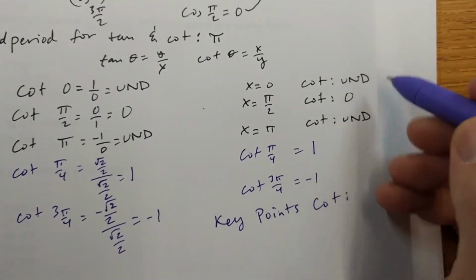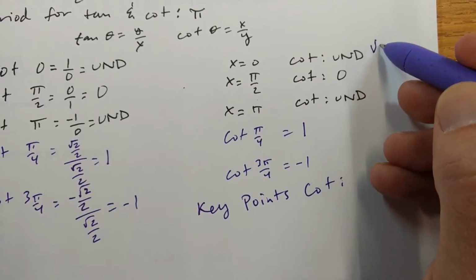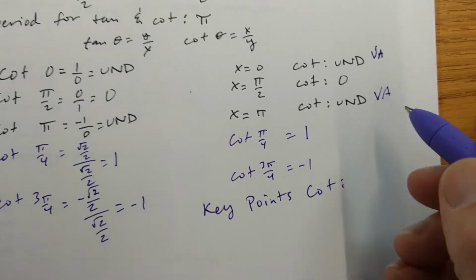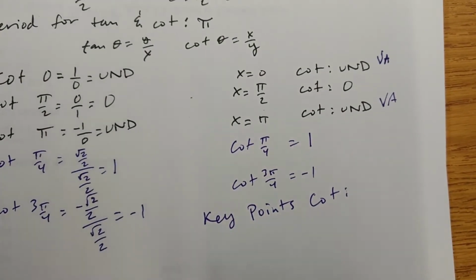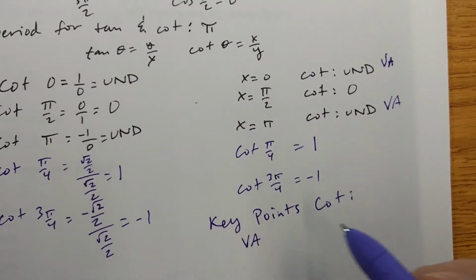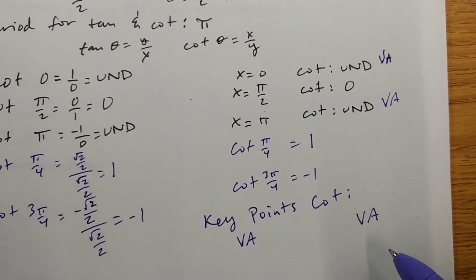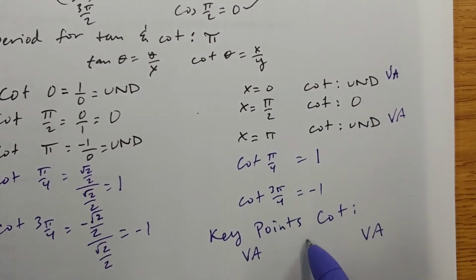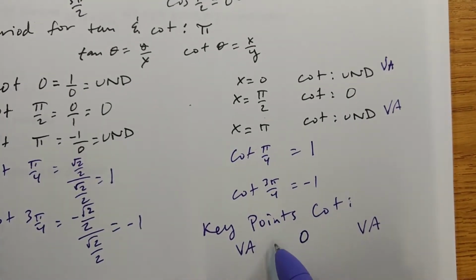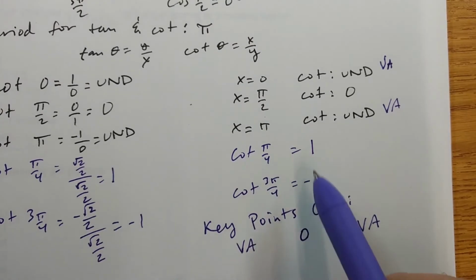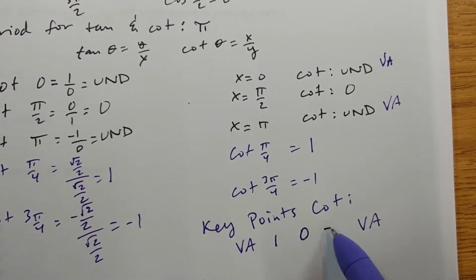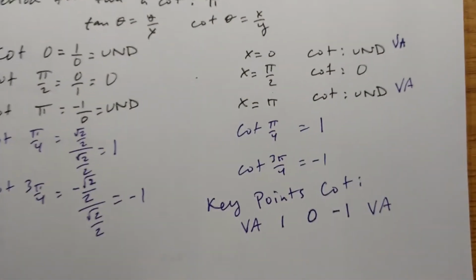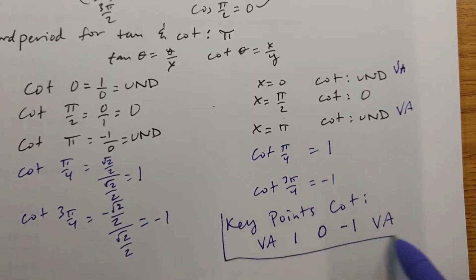will be a vertical asymptote at the start of our period here. This is a vertical asymptote when our function's undefined. And at the end of the period, we'll also have a vertical asymptote. So we'll go vertical asymptote in the beginning and vertical asymptote in the end. And then we'll have pi over 2 in the middle of our period, which is 0. And then when our x value is pi over 4, we have a key point of 1, and then we have a key point of -1 halfway between 0 and the end of the period. So these are the key points for the cotangent function.